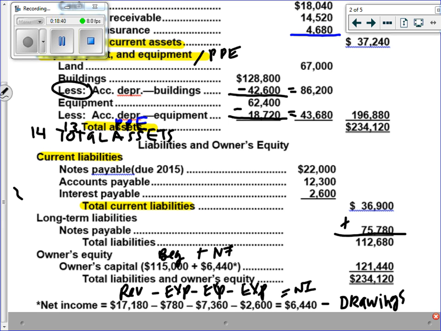Notice after the capital, it doesn't say total capital or total owner's equity. It just says total liabilities and owner's equity. And that's where you hope it will equal what your assets did.